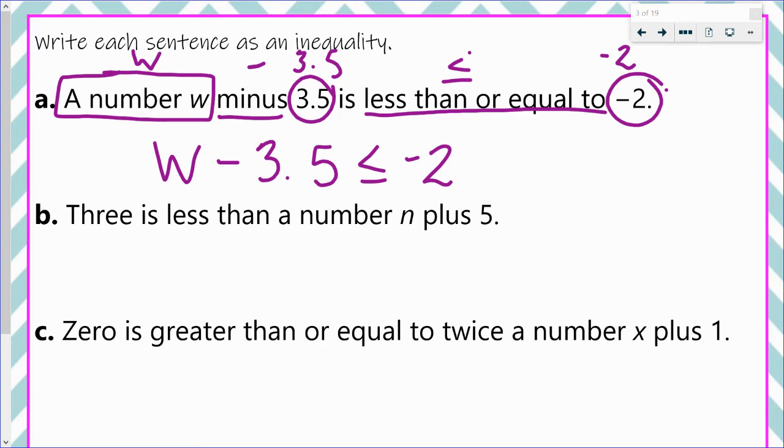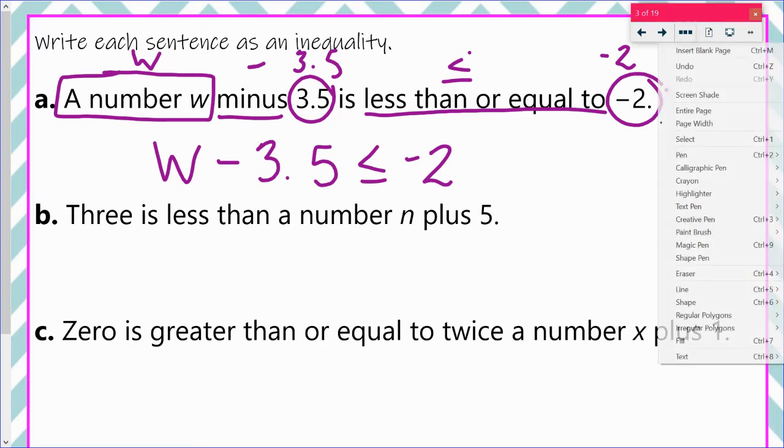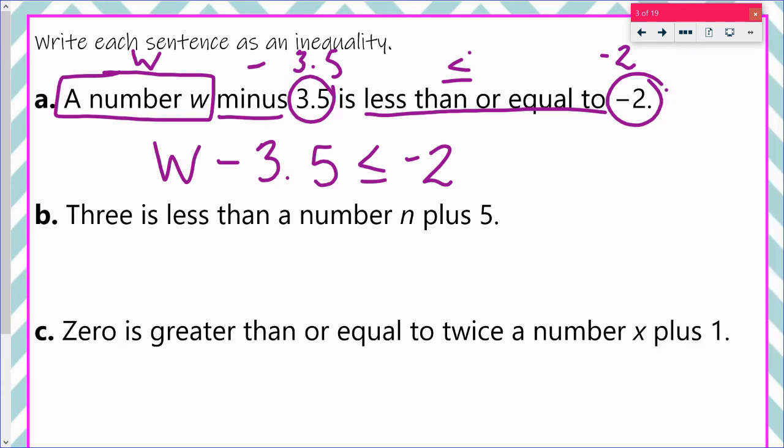Second one. 3 is less than a number n plus 5. I'm just going to change my color pen. So again, I'm going to underline any words that represent symbols or operations. So 3 is less than a number n plus 5. So I know I'm going to use less than. I know I'm going to have plus here.